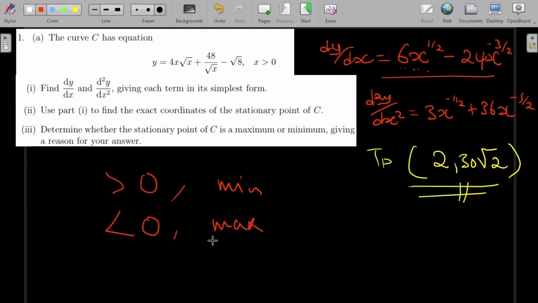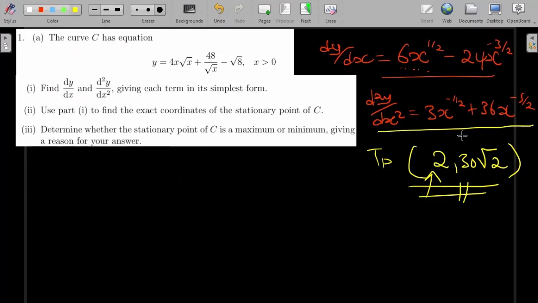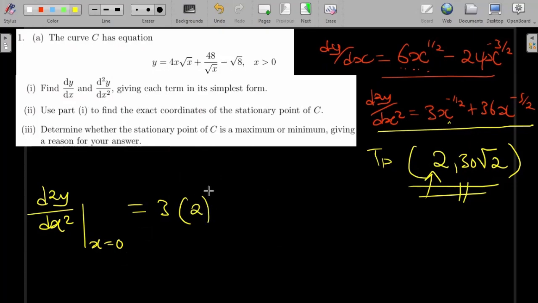It's a maximum. Okay, so let's try and see what will happen when we get the x coordinate of this stationary point here and substitute it into the second derivative. So we're going to say d2y/dx2 at x equal to 2 is equal to 3. Where there's x here, I put 2. So it would be 2 to the power minus half, and plus 36.